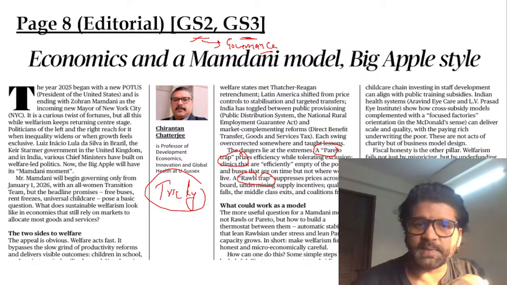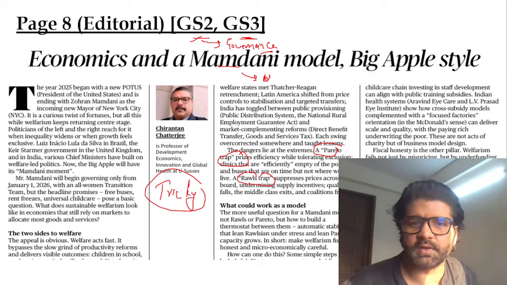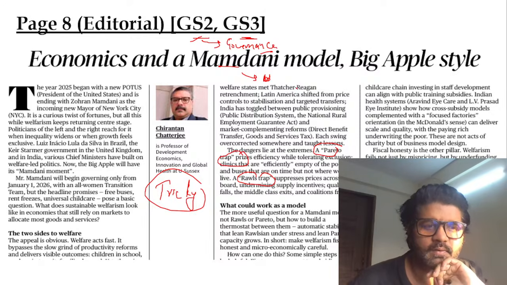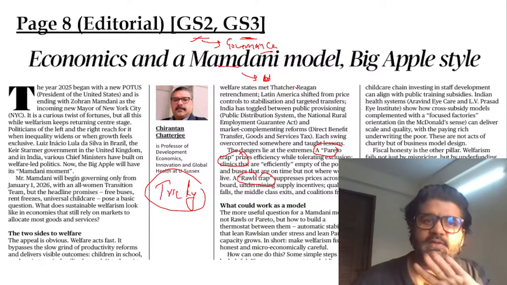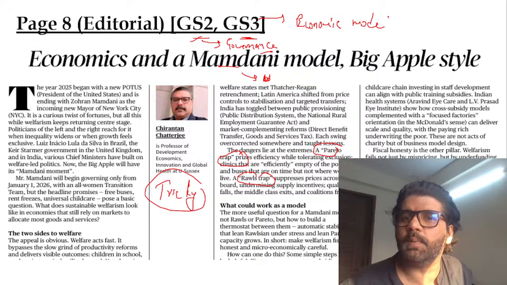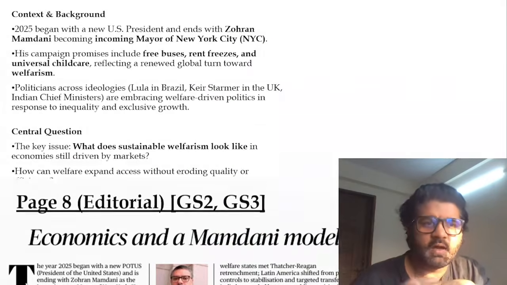So Mamdani model, a New York mayor. He is a son of a very famous Mira Nair, I think, director. So this article is something else altogether. You will understand. So GS2 governance and GS3 economic models. We have talked about launch of a particular scheme in Bihar just before election, welfare model.